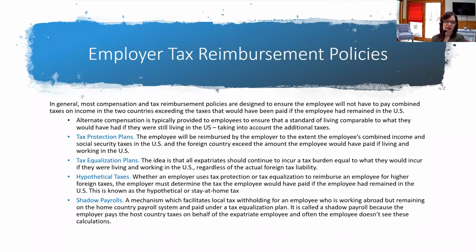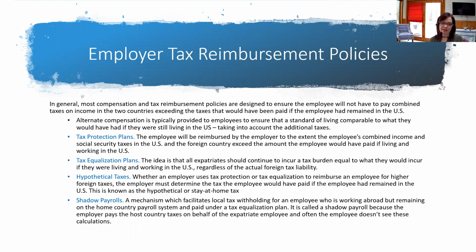Employer tax reimbursement policies. In general, most compensation and tax reimbursement policies are designed to ensure the employee will not have to pay combined taxes on income in the 2 countries exceeding the taxes that would have been paid if the employee had remained in the U.S. It's basically, you can't send somebody to another country and expect them to pay a lot more in taxes because there's no incentive there. Alternate compensation is typically provided to employees to ensure that a standard of living comparable to what they would have had if they were still living in the U.S., taking into account the additional taxes.